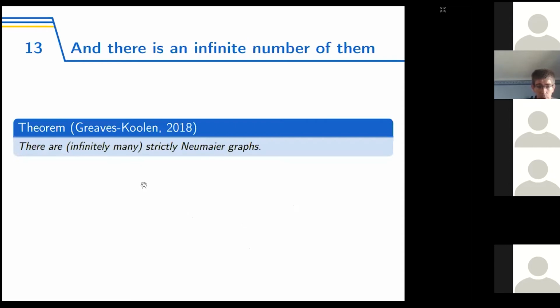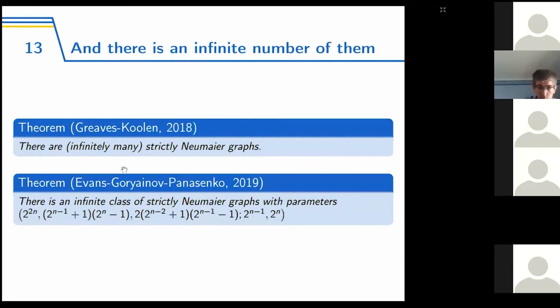Now it was Greaves and Cole who in 2018, and that's 37 years after Neumaier's question, showed that there are indeed strictly Neumaier graphs, and they proved that there are infinitely many. The example I showed you is from a result by Abiad and Panasenko, who showed that there is an infinite class of strictly Neumaier graphs with these parameters. And notably, they have the E different from 1, and this is so far the only family known with E different from 1.